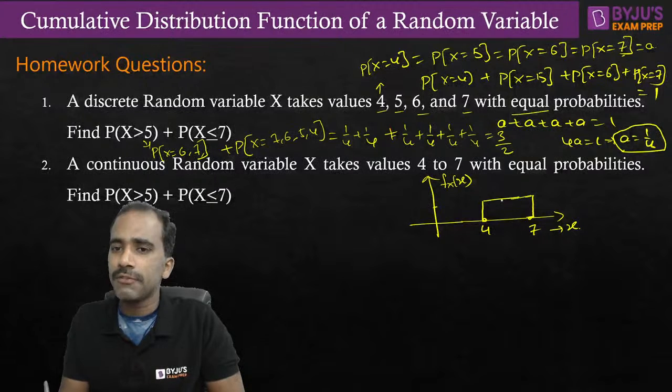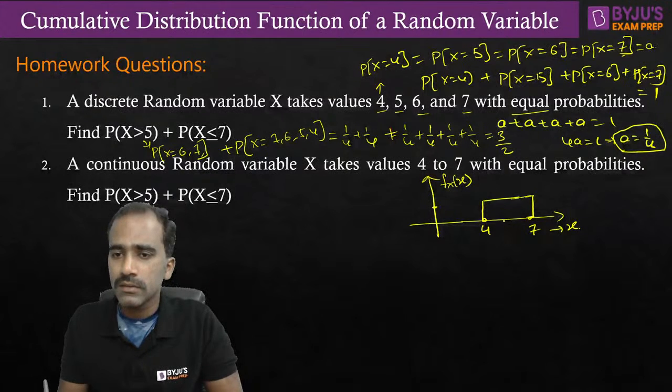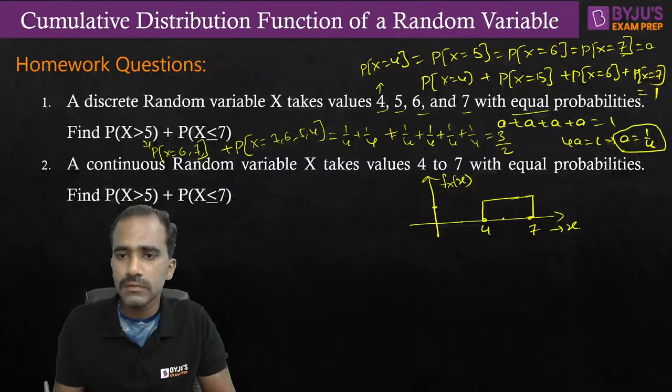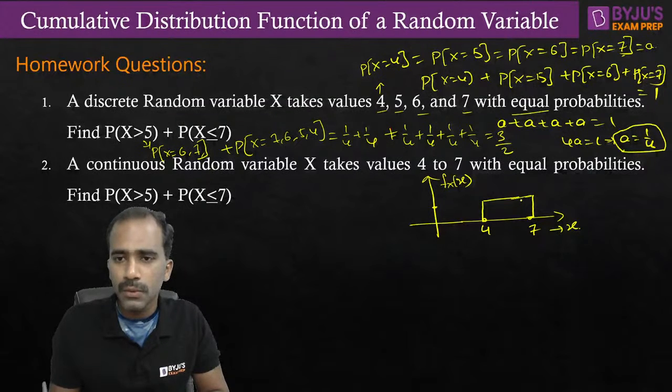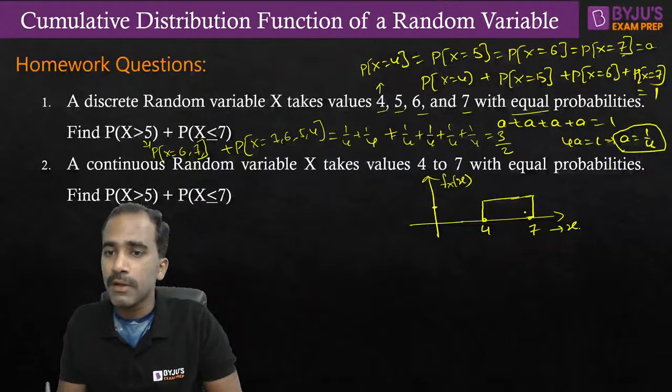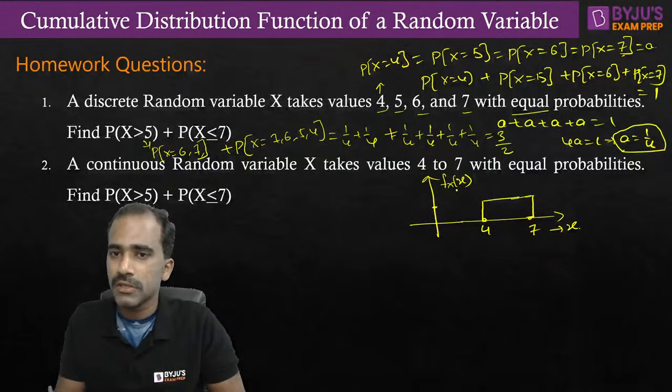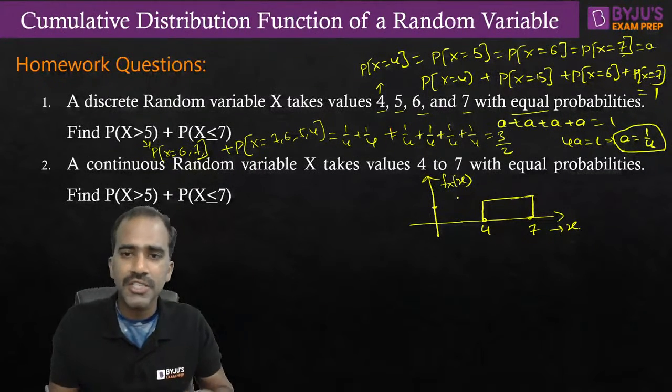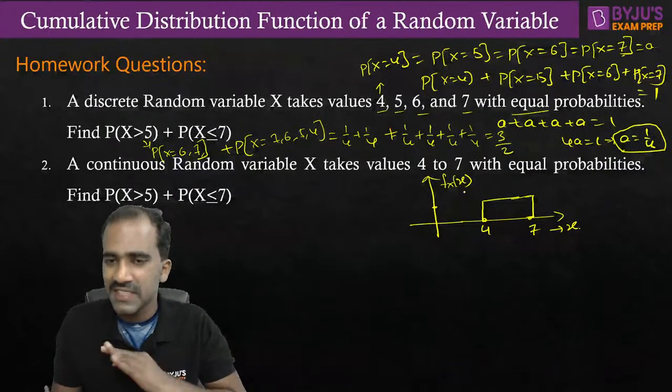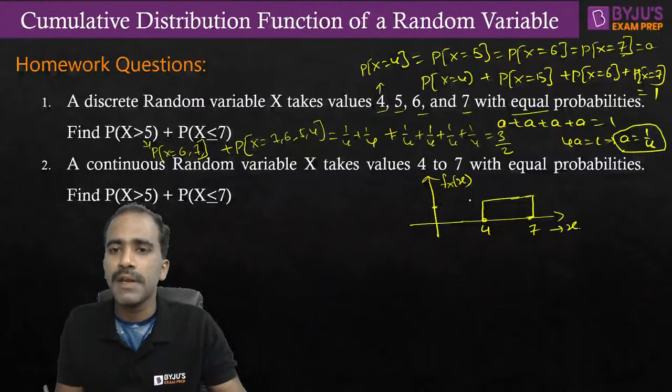If you want the area of this to be 1, what should be the height? Anyone? What is the height of this PDF so that the area will be 1? This is a rectangle. You want the area of the rectangle to be equal to 1, because we are saying that this is a PDF function. Anybody who says PDF function, its area will be 1. If its area is not 1, then it is not a PDF function.